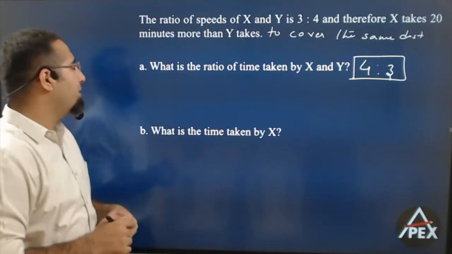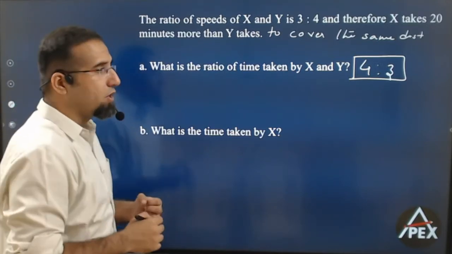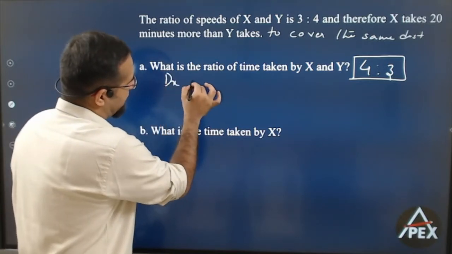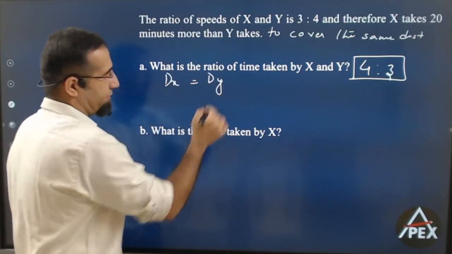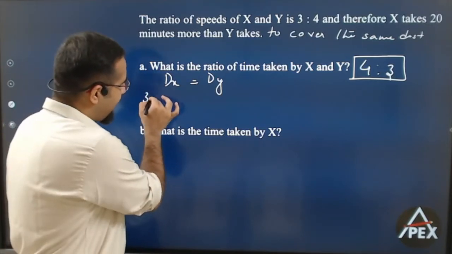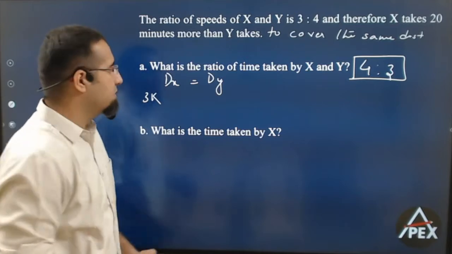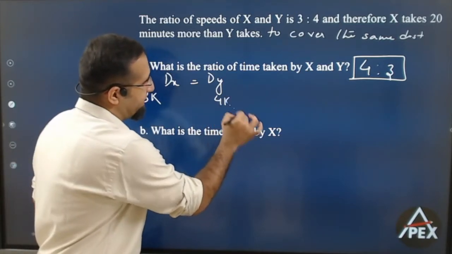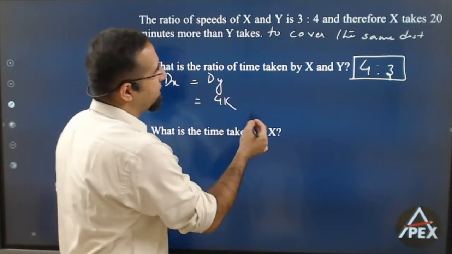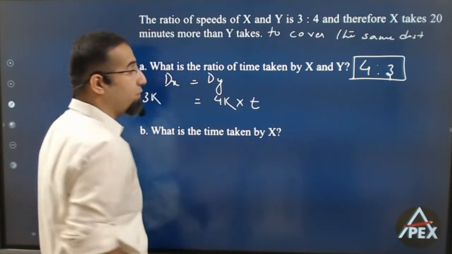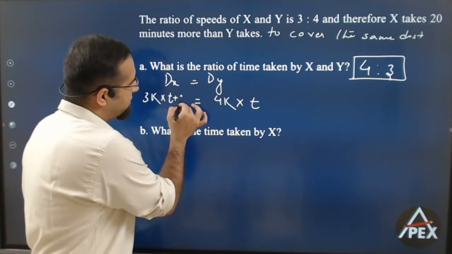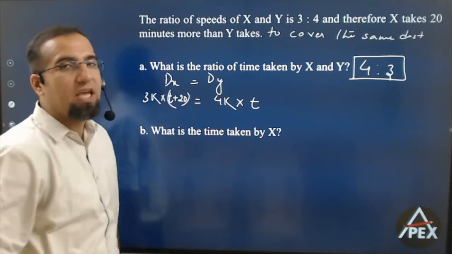If we want, we can also go ahead with the concept of distance being constant. Now what am I looking at in distance being constant? We are looking at it as the distance covered by x is equal to the distance covered by y. Similar concept to the way we did in the previous question, right? So 3k is the speed of x and I'm taking 4k as the speed of y. Now x takes 20 minutes more than y. Let's say y takes t minutes to cover the distance. So x would take t plus 20 minutes to cover the same distance.